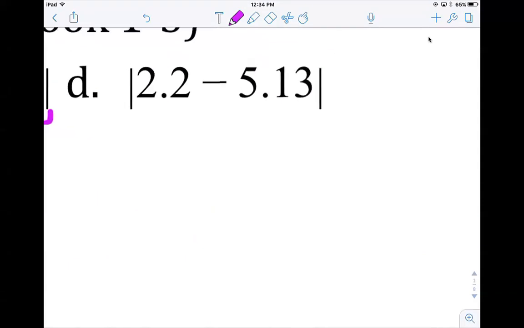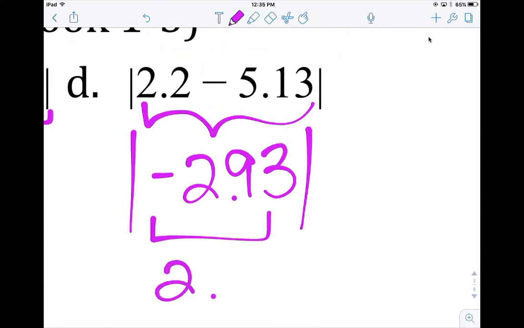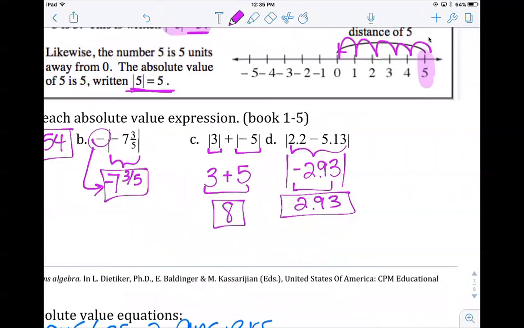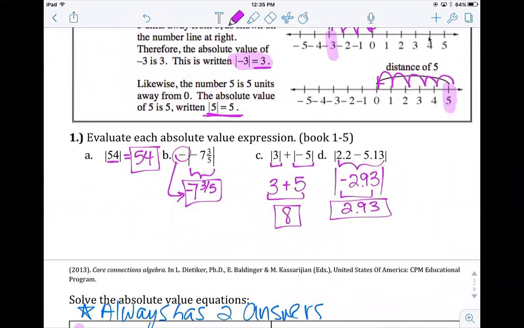In the last problem, letter D, we are going to be subtracting. A lot of times people look at this and they want to make it a plus sign, but you do not do that. You are going to do exactly what it says. You're going to take 2.2 minus 5.13, which is -2.93. So you're going to do that subtraction. Now we're looking at that number and we want to see, okay, -2.93 from 0 will be +2.93 spaces away. So these first couple of examples, which we'll have on our quiz, are just finding the absolute value of a number.